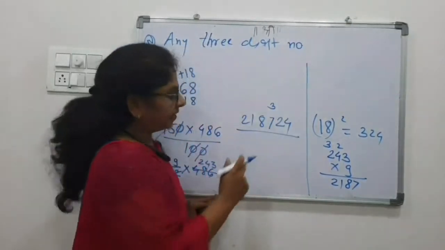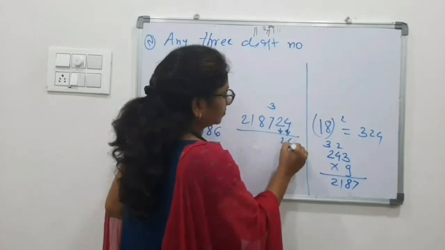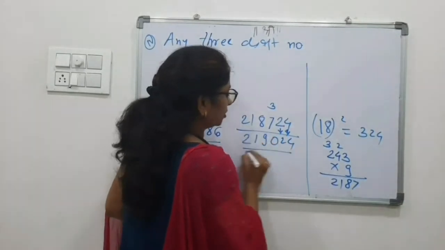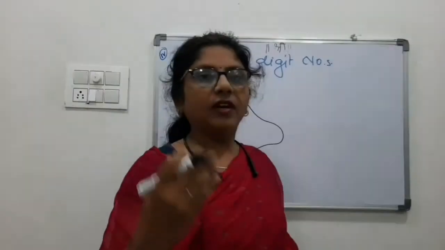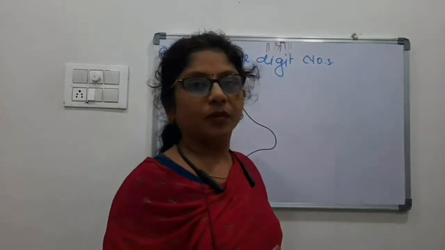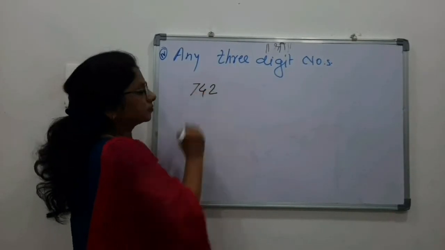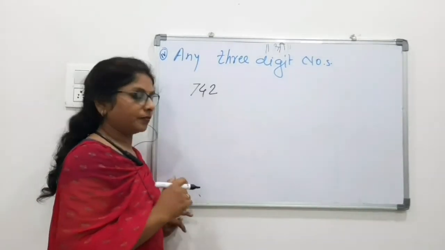Add this carry into this 7. 24 as it is. 10, 9, 1, 2. So this is the square of 468. Understood? One last number we will take for this type. Okay? Suppose we want to find the square of 742. So which multiple of 100 or 50 is nearer to 742? 750.